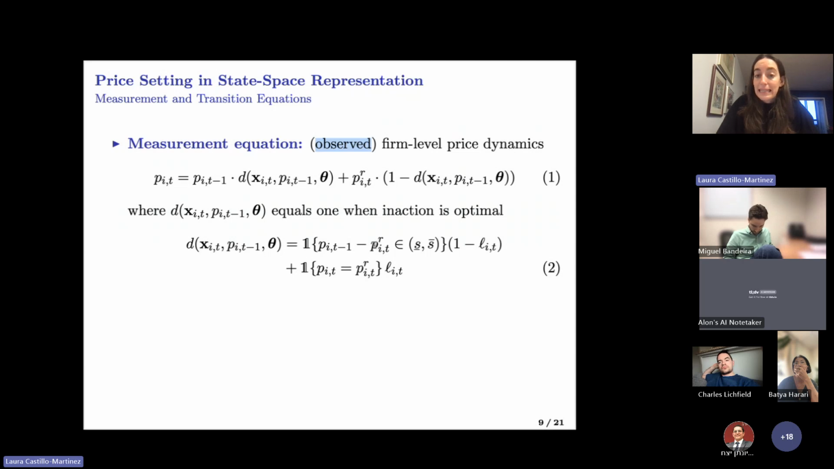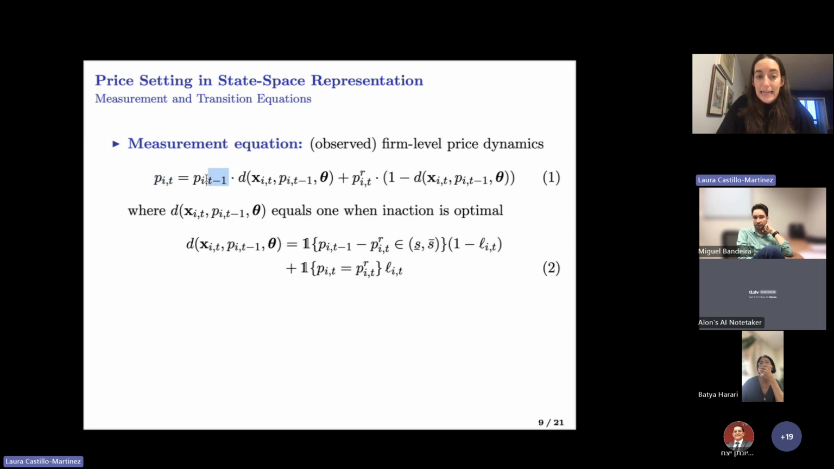This is exactly the SS rule that I was describing a second ago, just written in a different way. What we have here is that our observable is a function of the past observable and our hidden state. Just to go over it again, prices are going to be either the price yesterday, assuming that you don't adjust. So the D here is an indicator of inaction. And in the event that you do adjust, you're going to set your price equal to the reset point. So we're writing the optimal pricing rule in terms of prices instead of the price gap.